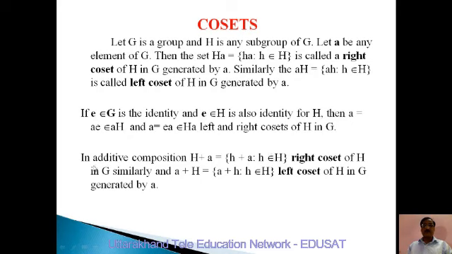Similarly, we can discuss it in additive composition. H plus a, where h belongs to H, is the right coset of H, and similarly a plus H, where h belongs to the subgroup H, is the left coset of H in G generated by a.